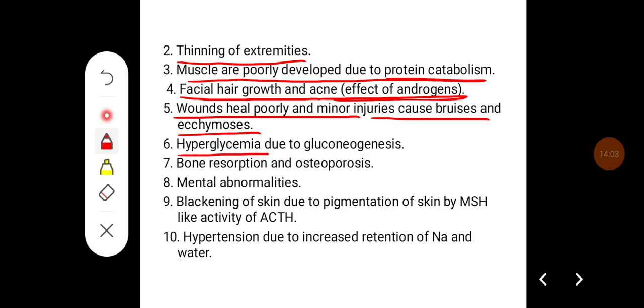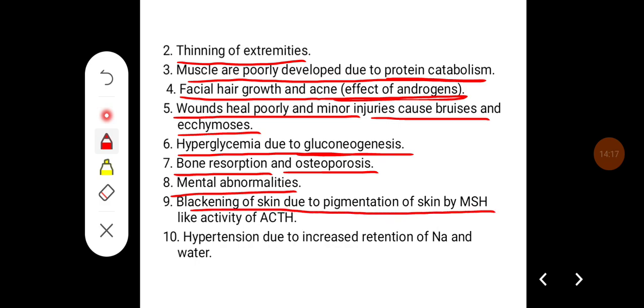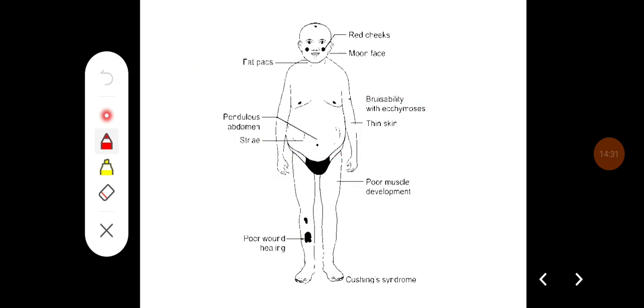There will be hyperglycemia due to gluconeogenesis. There will be increased bone resorption, which causes osteoporosis. There can be mental abnormalities, and there can be blackening of the skin due to the pigmentation of the skin by the melanin stimulating hormone like activity of the ACTH. And it is associated with hypertension due to the increase in the retention of sodium and water.